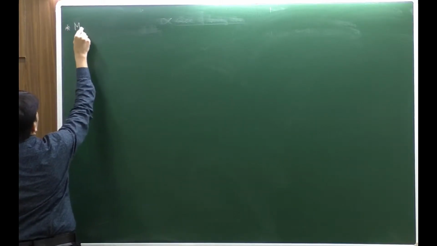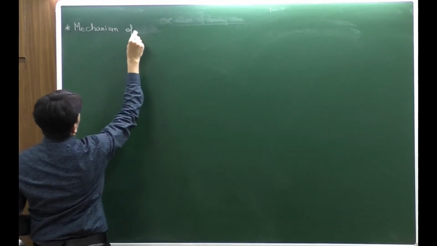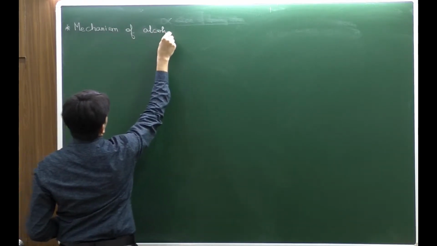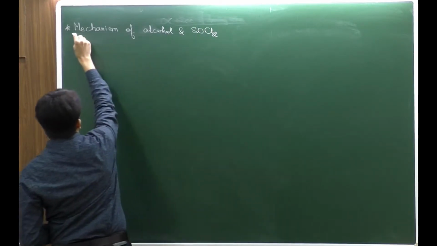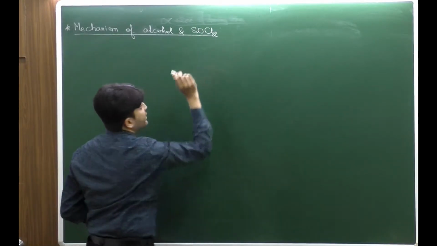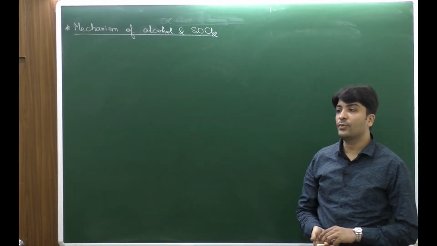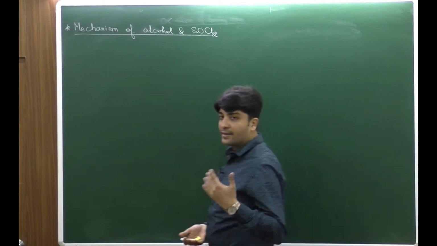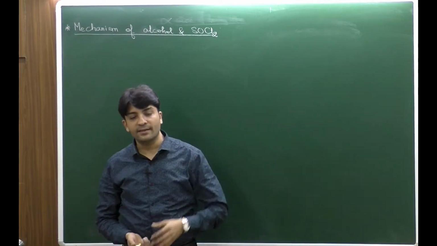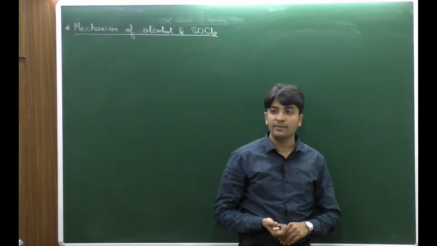Next, one of the mechanisms to be discussed is that of alcohol and thionyl chloride, SOCl2. Now we have already done this reaction. When ROH reacts with SOCl2 in the presence of pyridine, reflux, it gives you RCl, with HCl and SO2 evolved off as gases. This is the best and the efficient method to prepare alkyl chloride, called Darzen's method.